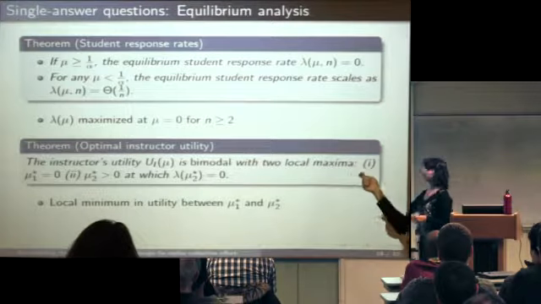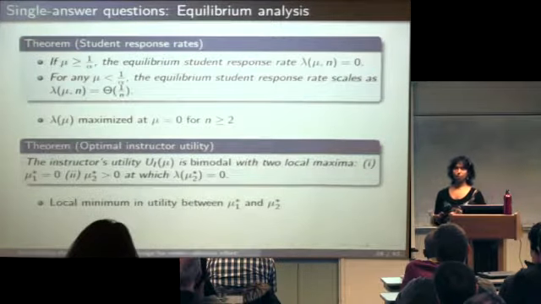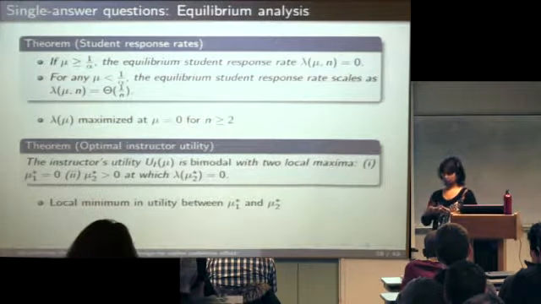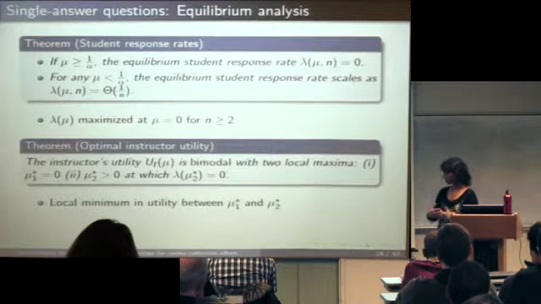You could ask what could the instructor do, what is the instructor's optimal utility, because remember that the instructor has a choice. She can go into the forum and answer the question herself if no one else has answered it, or she could sit back and let the students answer it, or she could do anything in between.